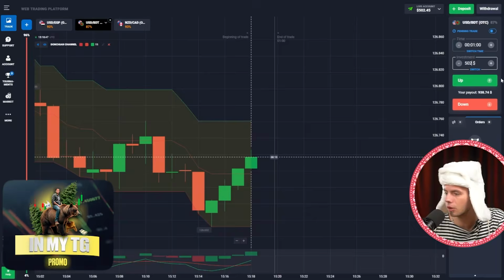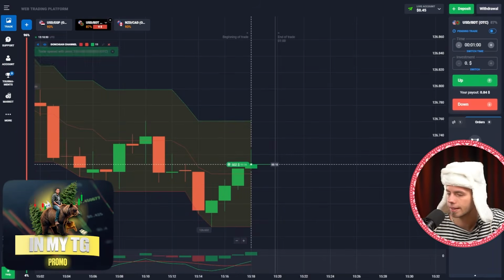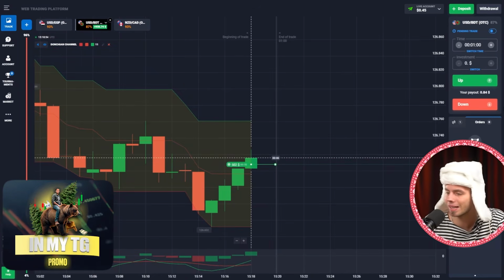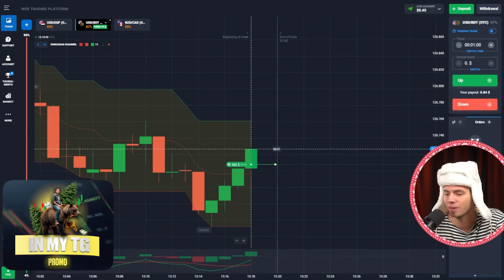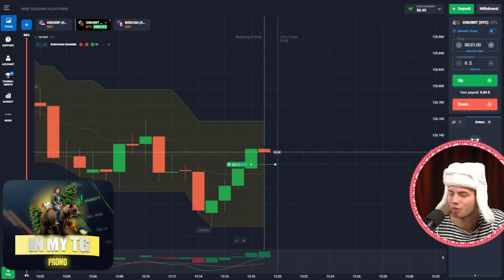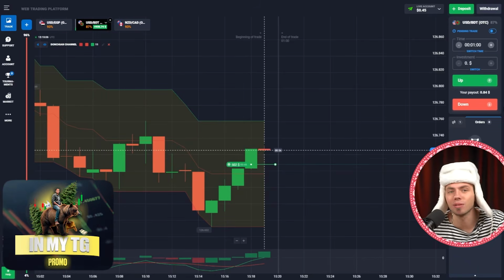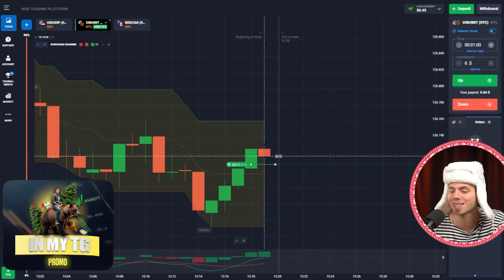So let's set the amount. Okay, we're opening a buy trade over here. Now, the middle line, it was a very strong resistance level. If you take a look at what was happening before we entered here with the trade, it was a very strong level of resistance. Here the price tested it several times.